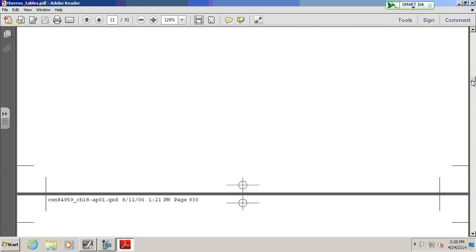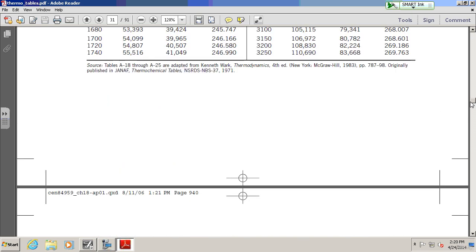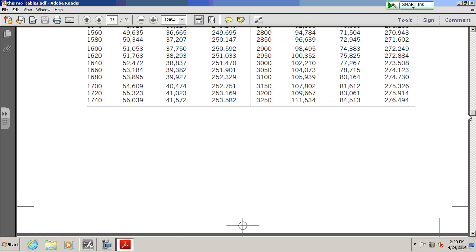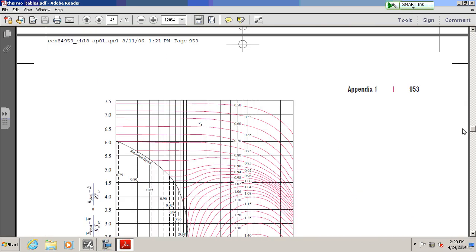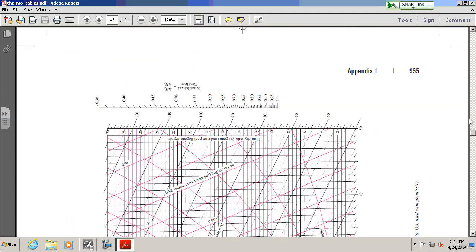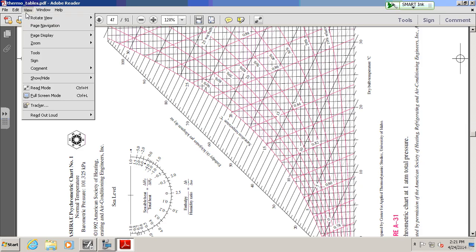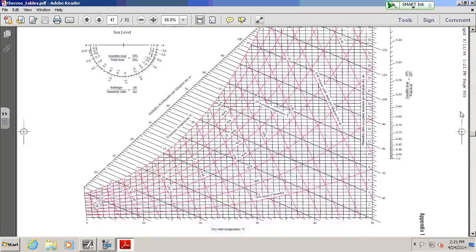Okay. Let's see here. Get it. Almost there. I think it's at the end. Here it is now. Of course, they've got to turn it on me, so now I have to turn it. Okay, this should be good right there.